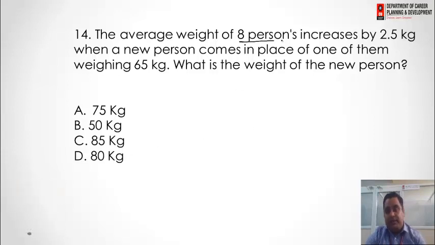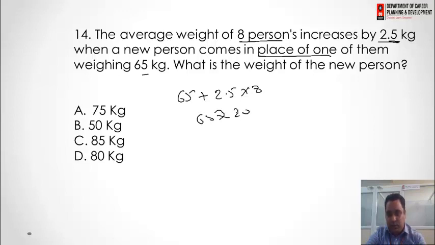The average weight of 8 persons increased by 2.5 kilograms. If a new person comes in place of one of them who is weighing 65 kilograms, then the weight of the new person is, see, there is an average increase of 2.5 for the 8 people. It means the weight of the new person is 65 plus 2.5 into 8, which is 65 plus 20, that gives us 85. So that is the answer of this question, that is option number C.